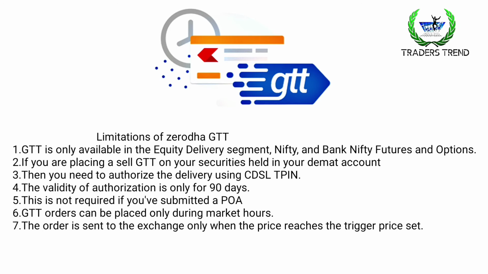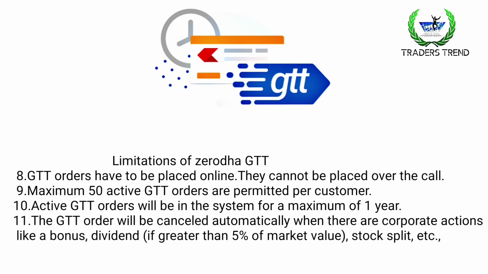And the next one is the same limitations. GTT orders can be placed online only. They cannot be placed over the call. You can place them only on your platform, for example in Kite web or others. It means you can't call your Zerodha broker and place a GTT order. It's not possible. And then a maximum of 50 active GTT orders are permitted per customer.